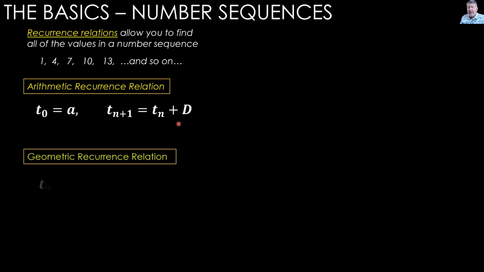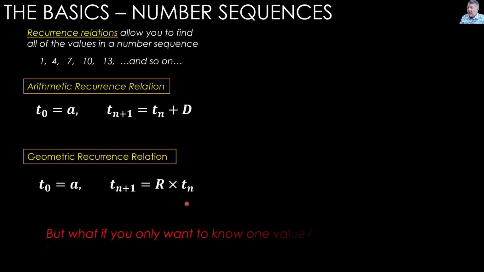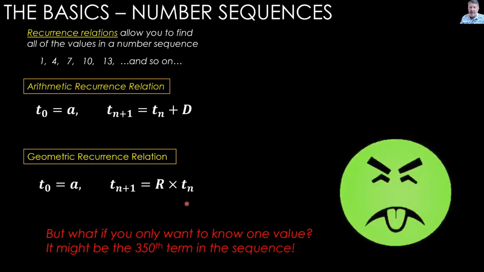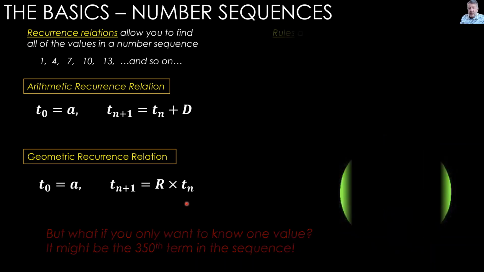We have a geometric recurrence relation, which of course is T0 equals A. The next term equals the common ratio times the current term. Now, as I said, imagine if we only wanted to know one value, and that happened to be the 350th term. Yep, big yucky face. That's why we have the rules.